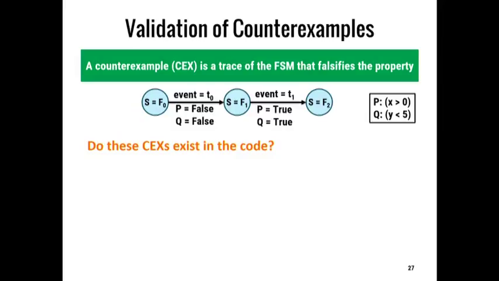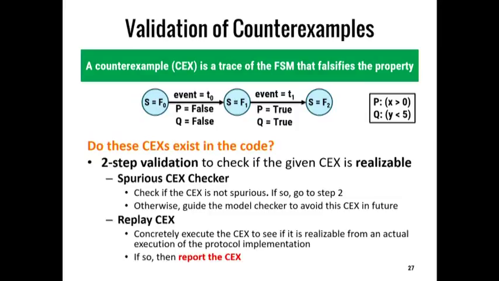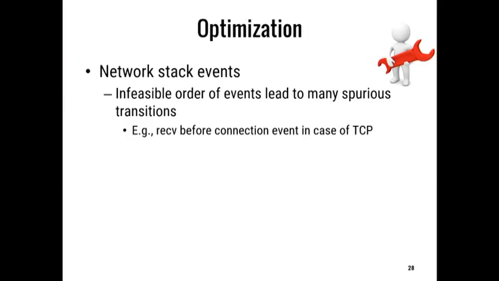To do that, we use a two-step validation process. In the first step, we ask whether the reported counterexample is spurious or not. If it is spurious, we will guide the model checker so that it will not report the same spurious counterexample in future. In the other case, where it is not spurious, we move to the next step, where we concretely execute the counterexample to see if it is realizable in an actual execution of the protocol implementation. If so, only then do we report the counterexample as a non-compliance. Due to time limitation, I will not go into the details of these validation steps. I'll just move on to our optimizations.